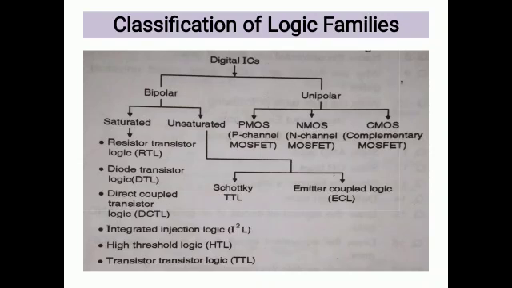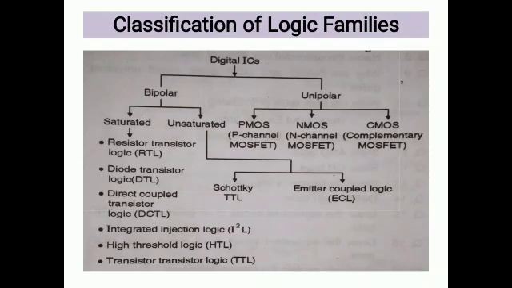So again, the bipolar ICs are classified as saturated and unsaturated. Depending on the region in which the device is operated, they are classified as saturated. It means here the BJT transistor is operated in the saturation region and cutoff region. So it is used as a switch in this type.